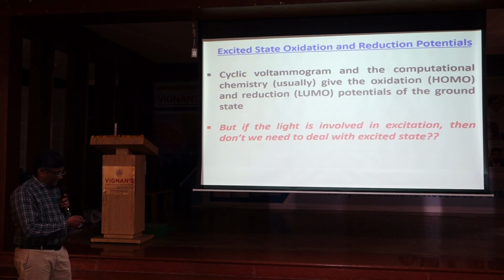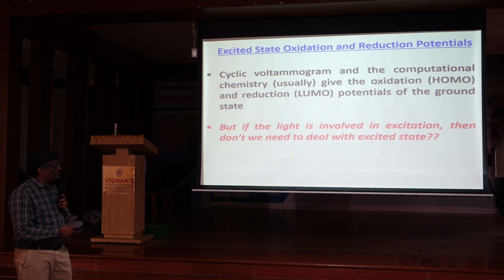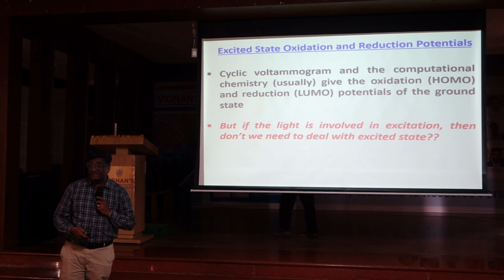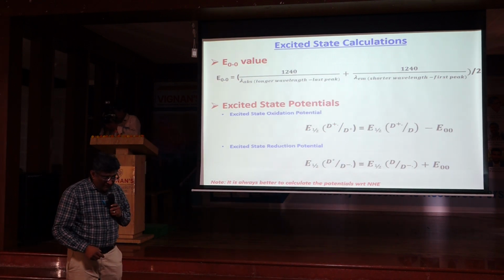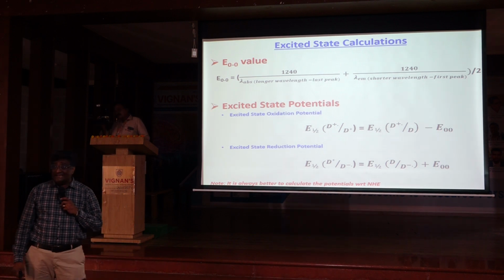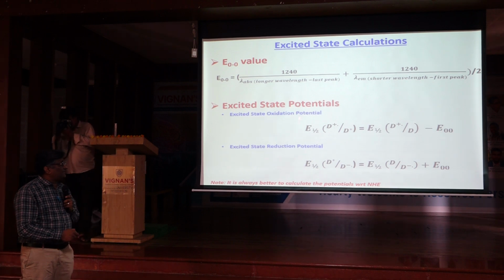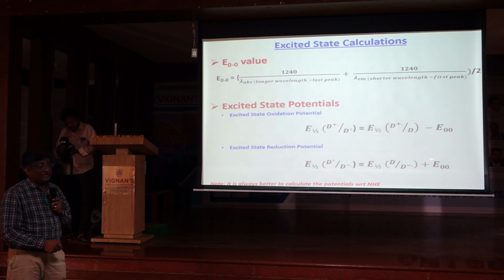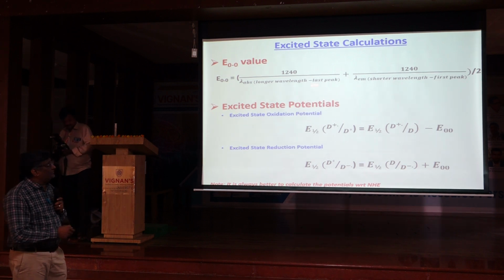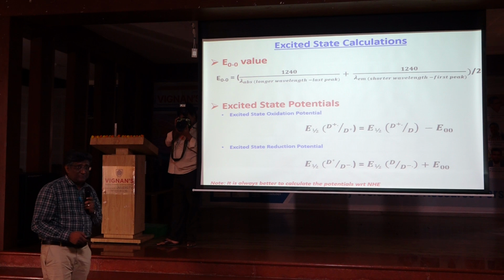So cyclic voltammetry can give you HOMO and LUMO, but if light is involved in excitation, then don't we need to deal with the excited state? Yes, we need to deal with the excited states. Then we cannot rely on ground state potentials; you go for excited state potentials. For example, either an excited state oxidation potential or an excited state reduction potential needs the ground state oxidation and reduction potential with E00, where E00 is calculated from the longer wavelength in absorption and the lower wavelength, or the first peak, in emission.